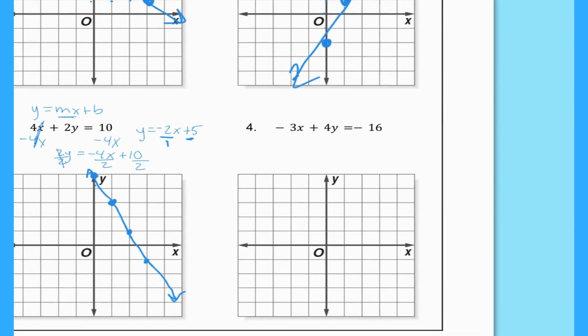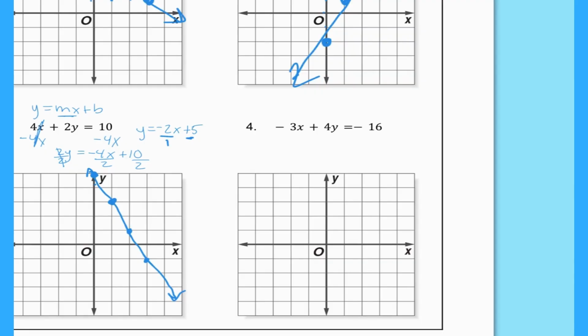Number 4. Opposite of minus 3 is plus 3. So we always want that to be the opposite so that it makes 0. Negative 3 and positive 3, that makes 0. And we have our 4y is equal to, I want that x term to come first, so that's a positive 3x. And then I have a negative, so I'm going to put minus for negative 16. And then again, y is almost by itself, but it's still being multiplied by 4. So the opposite is to divide by 4, everything gets divided.